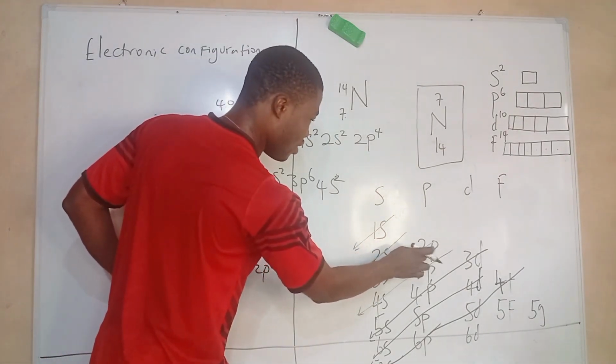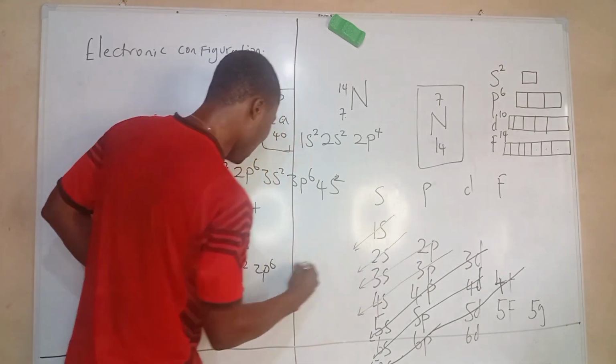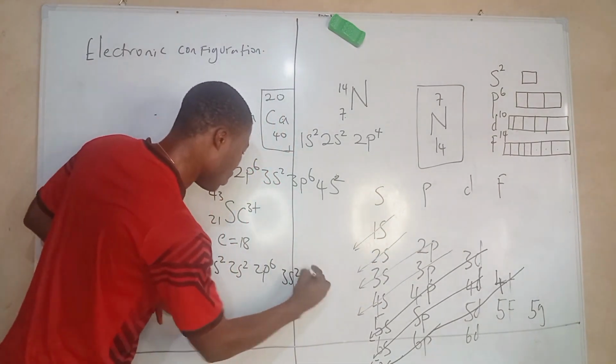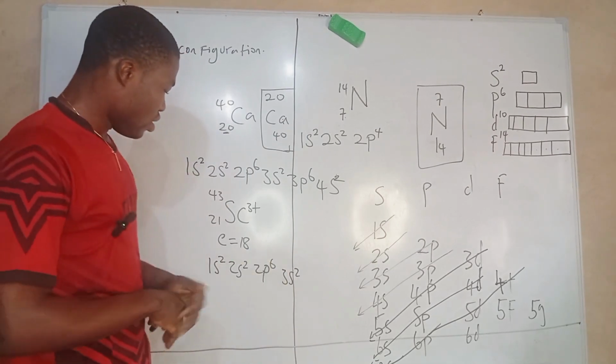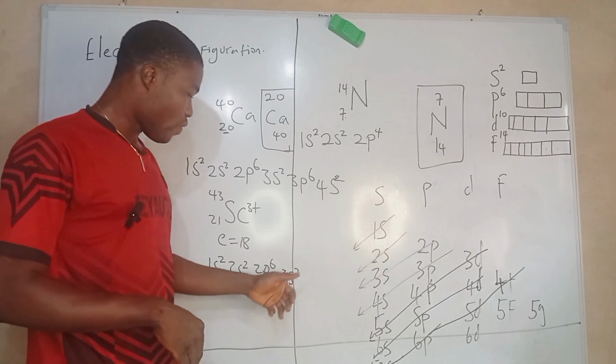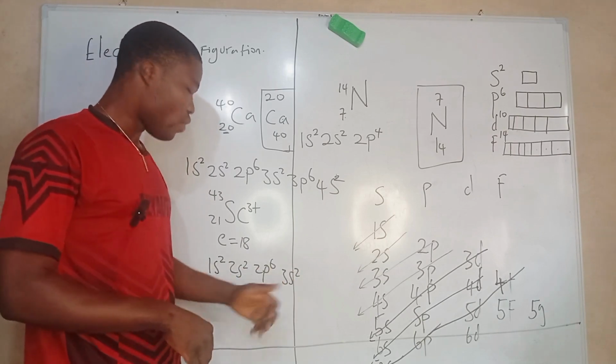After 2p, it takes 6. We're going to have 3s. 3s takes 2. So how many have we filled like that? 1, 2, 3, 4. Right?